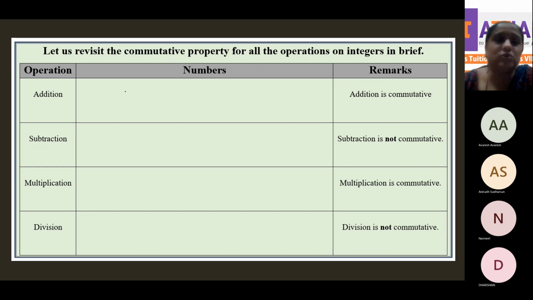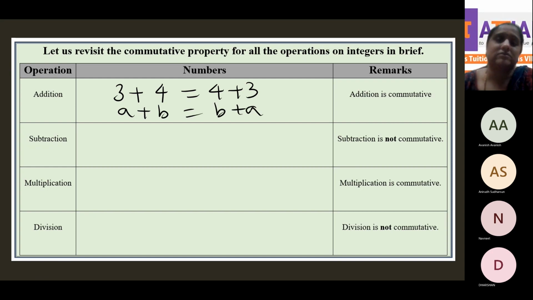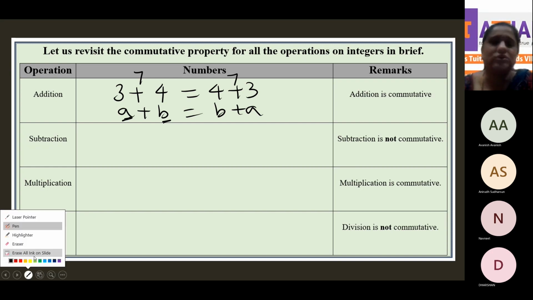So now when you consider two integers, say 3 and 4, 3 plus 4 is the same as 4 plus 3. That is, A plus B is the same as B plus A. If A is an integer and B is an integer, A plus B is equal to B plus A, always. 3 plus 4 is 7, 4 plus 3 is 7. You take any two integers.